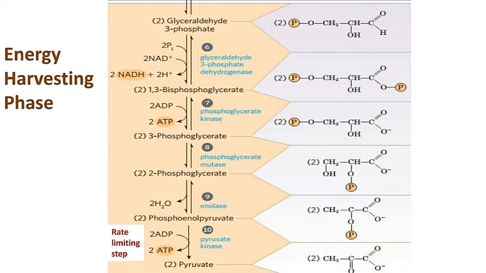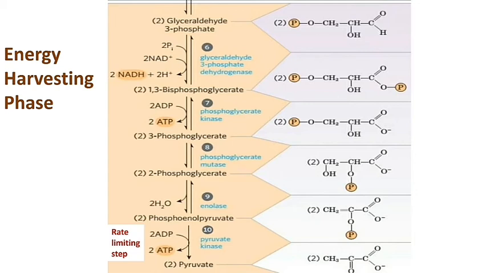Now in the 7th step, the 1,3-bisphosphoglycerate is converted to 3-phosphoglycerate. In this step, 2 ADP molecules take part and the enzyme phosphoglycerate kinase acts. As we can see, the ADP molecule is converted to ATP and the 1,3-bisphosphoglycerate is converted to 3-phosphoglycerate, and there is a yield of 2 ATP. So it is a very important step.